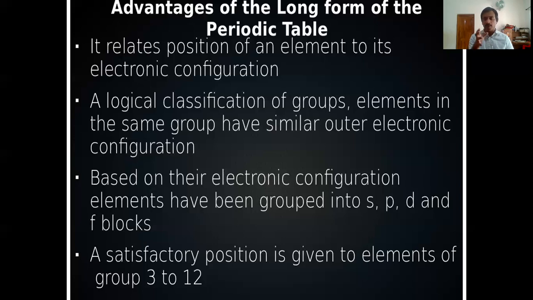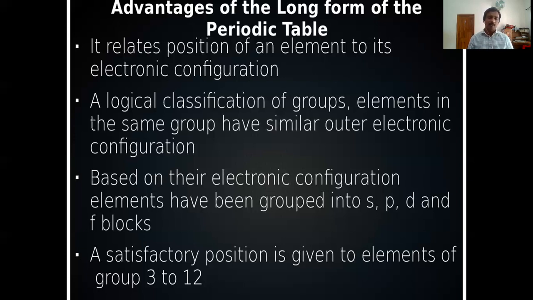If you analyze a group, they have a general electronic configuration. For first group, ns1. For second group, ns2. For 18th group, ns2np6, a general electronic configuration. You can see a general electronic configuration. So that is the advantage of this long form of periodic table.